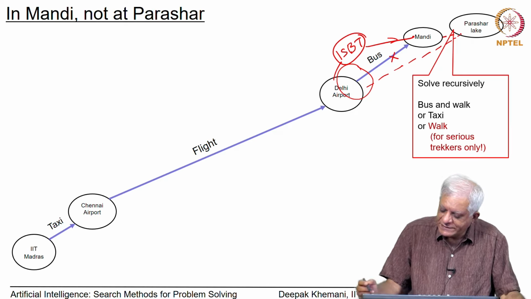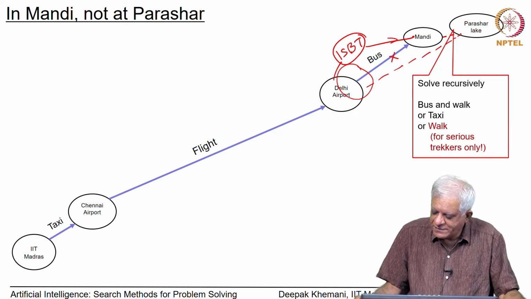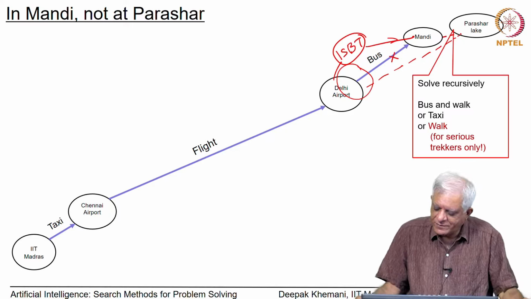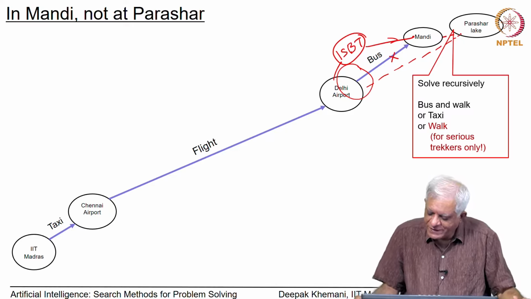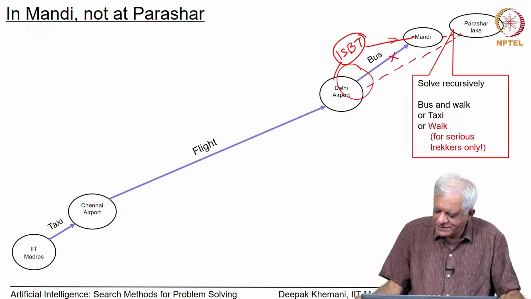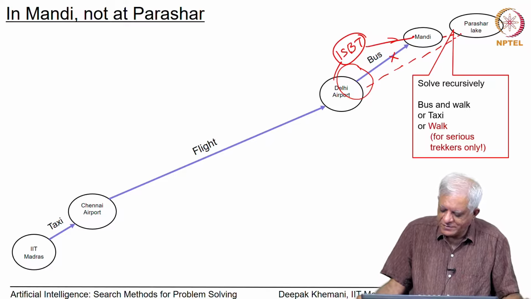From Mandi to Parashar, the typical options would be you take a bus, there is a bus which goes once a day from Mandi to Parashar and then walk from there, or you hire a taxi which will take you to Parashar, or if you are adventurous and this is only for serious trekkers, that you walk all the way from Mandi to Parashar. It is a walk of about 26 odd kilometers.